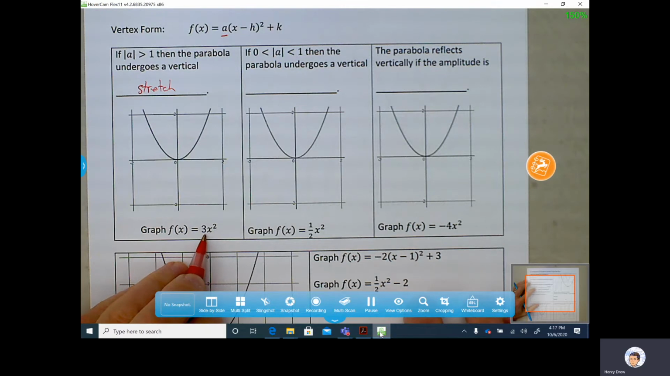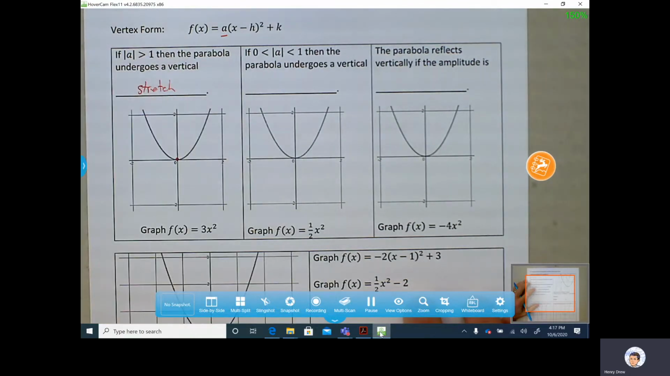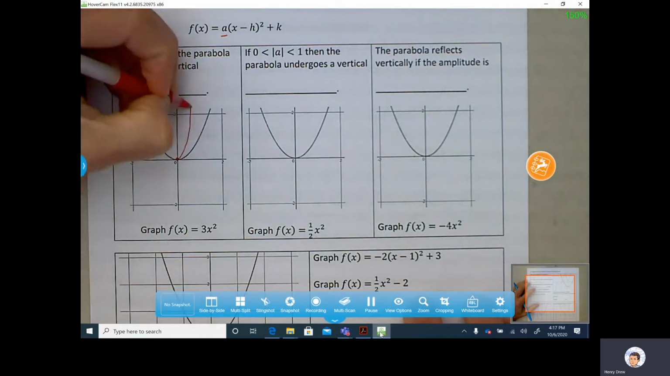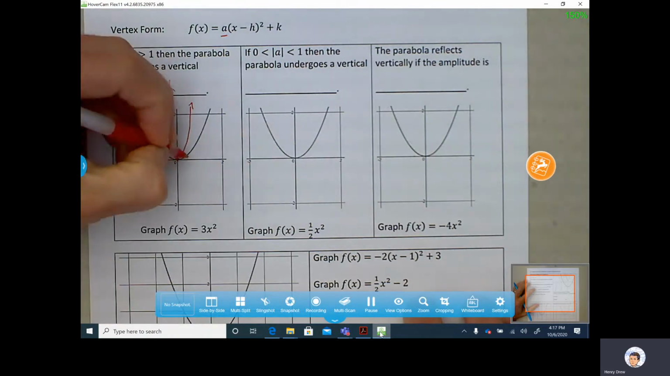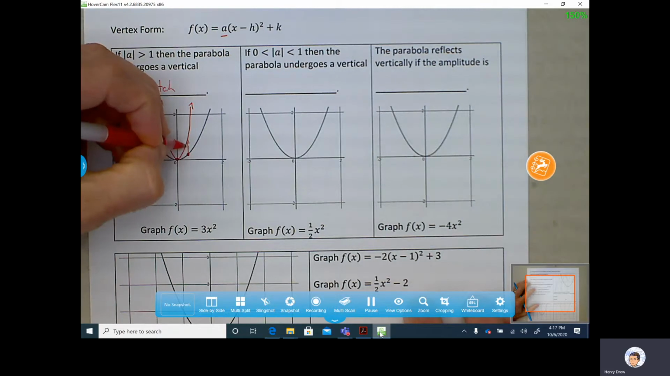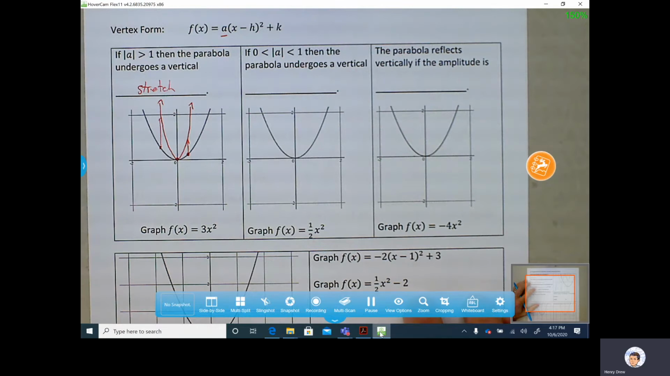So, for example, if our amplitude is 3, 0 squared is still 0, and 0 times 3 is still 0. So we would still be in this location. But to plug in a 1, 1 squared is 1, and 1 times 3 is 3. So we're going to be vertically stretched. Points that were here on our parent function are now stretched up by a factor of 3.